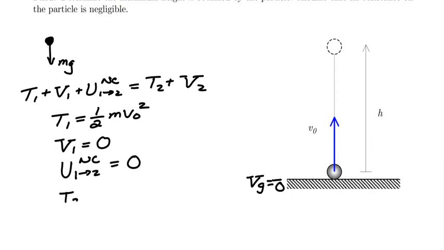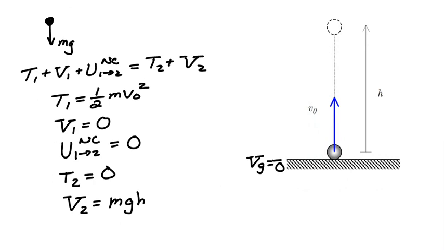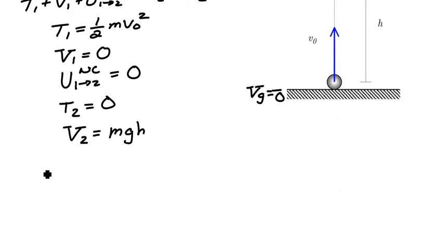At the maximum height, the particle will actually be changing direction, so it'll instantaneously have 0 velocity, so T2 will be 0. And V2, the potential energy, will be solely due to gravitational potential, so I'll have here m times g times h. If I go ahead and substitute these 5 expressions back into the work energy equation, what I'm going to have is that 1/2 times m times v0 squared is equal to m times g times h.